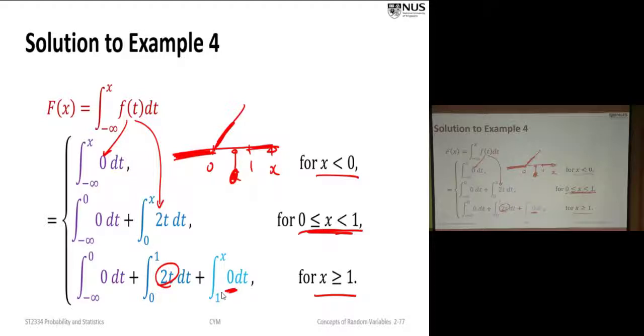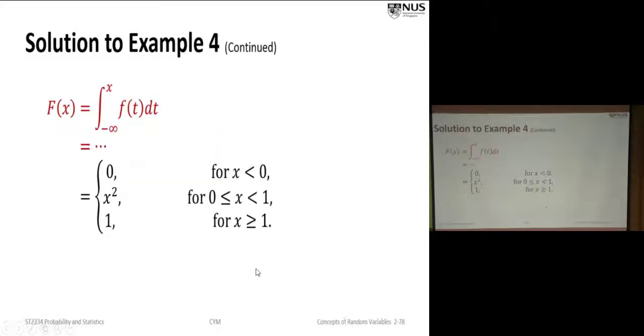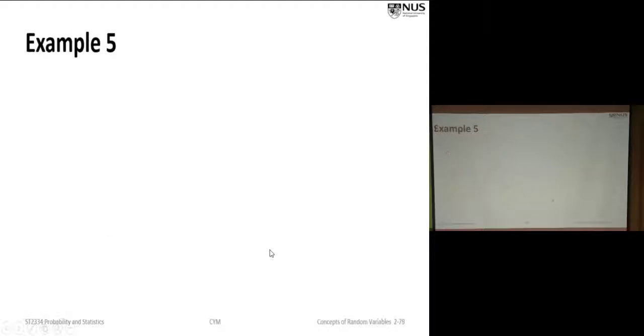So I have to do the integration. Don't be lazy. Don't use one form of the function f(t) for the integration. You must separate into different regions. Consider a different f(t) for each region. Okay, after you complete the integration, this is the answer. The CDF is equal to 0 if x is less than 0, equal to x squared when x is between 0 and 1, and equal to 1 when x is bigger than 1.